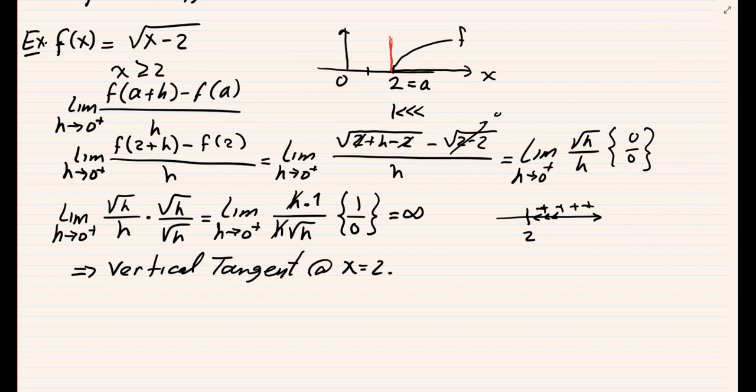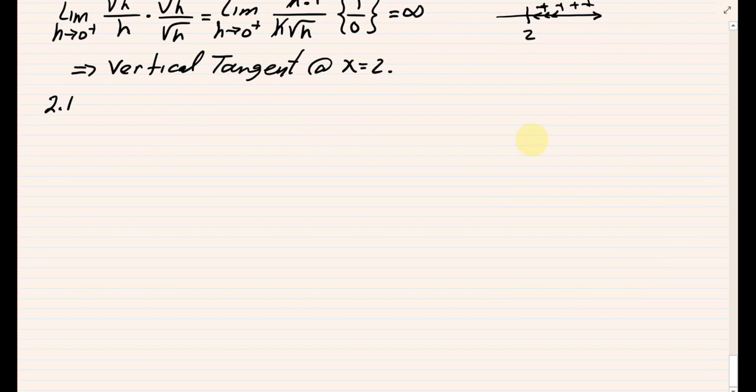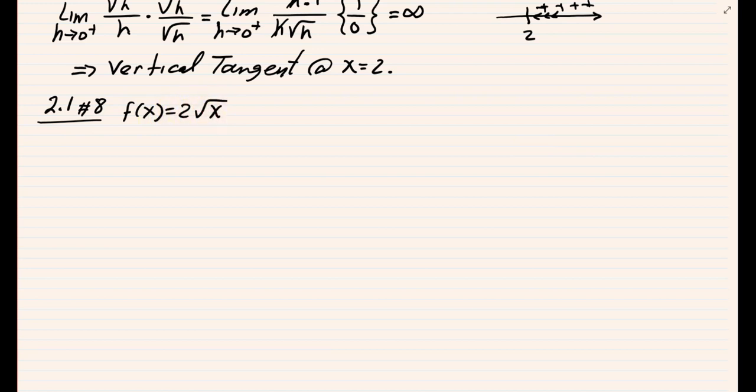Okay, let's take a look at an exercise in your book. This is an exercise in section 2.1 of your textbook, exercise 2.1, number 8. Okay, in this exercise, the function f of x is 2 square root of x. And the question is asking us to use the definition of the derivative to find the derivative of the function, and what is its domain.